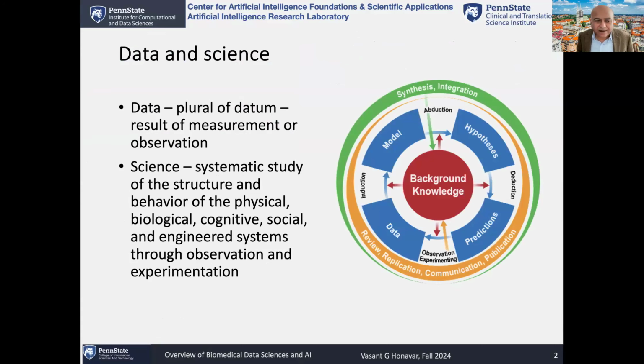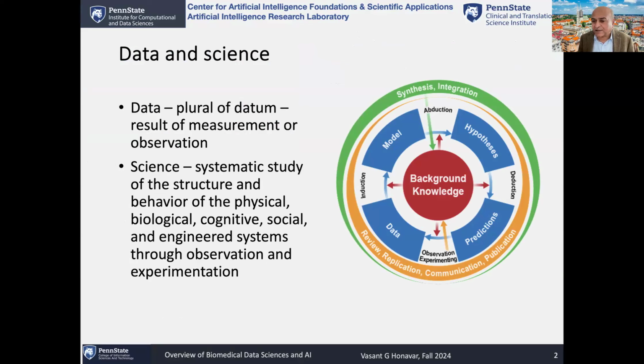Right? So what is data and what is science? Let's start with the very basics. So data is simply what you collect from measurements or observations. And science is the process of systematic studying of whatever phenomenon that you are interested in, whether it's biological, cognitive, social, or engineered systems. And using observation and experimentation, we generate data, right?